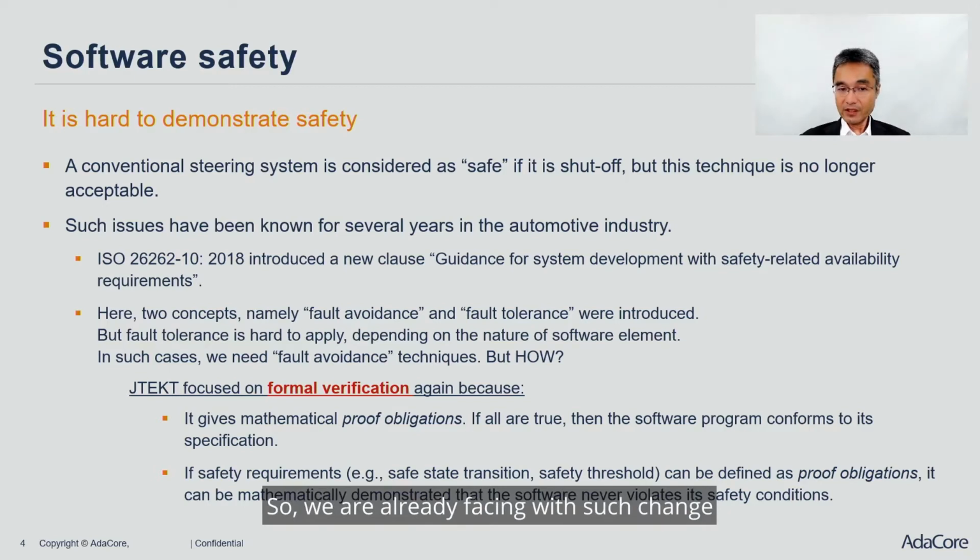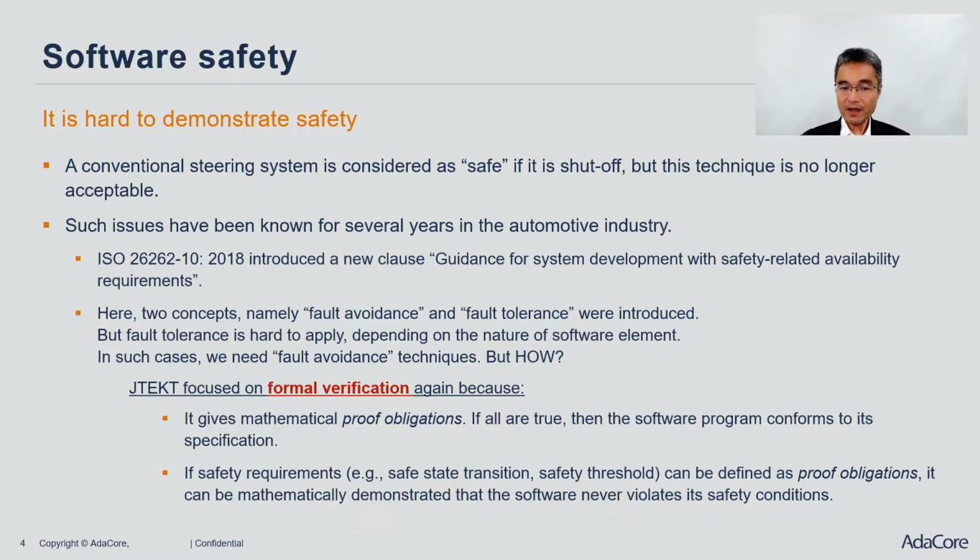So we have already been facing such a situation maybe 2 or 3 years ago. That's why ISO 26262 already introduced some short guidance according to such new kinds of safety requirements, namely fault avoidance or fault tolerance. But ISO 26262 does not provide any guideline to realize such requirements. So we are considering how we address such issues, and JTEKT decided to focus on formal verification again.